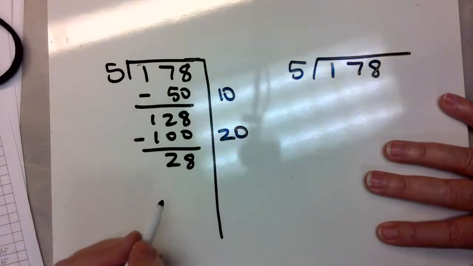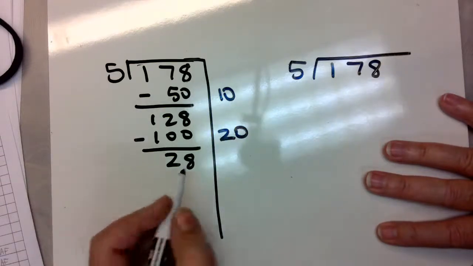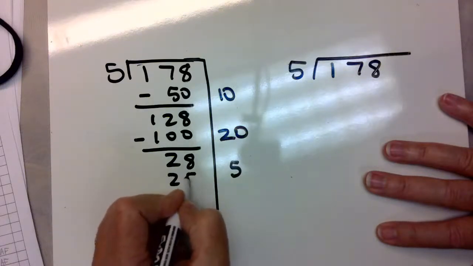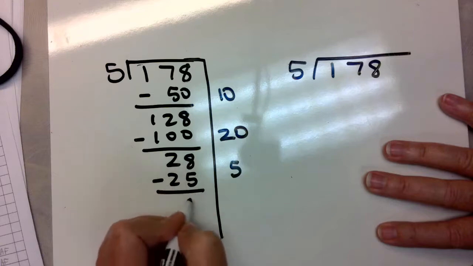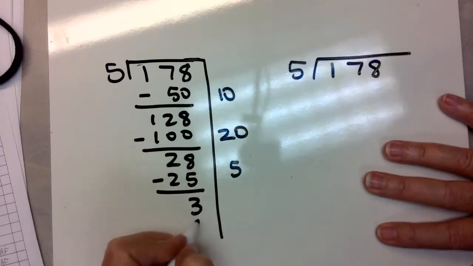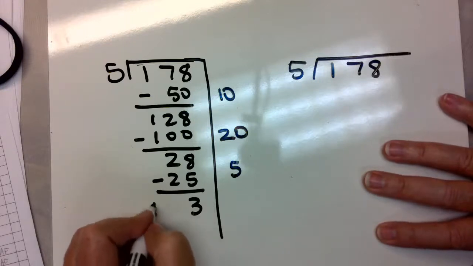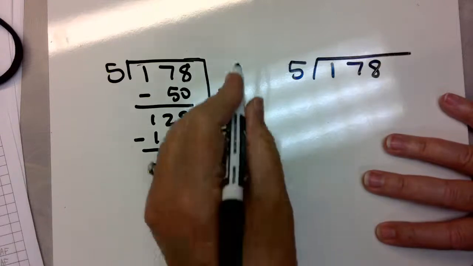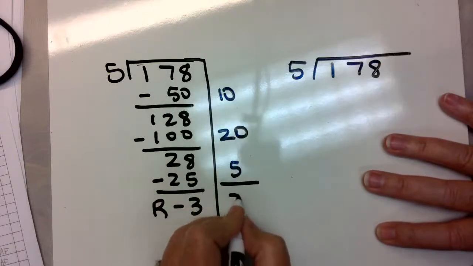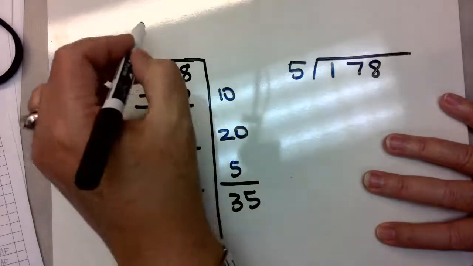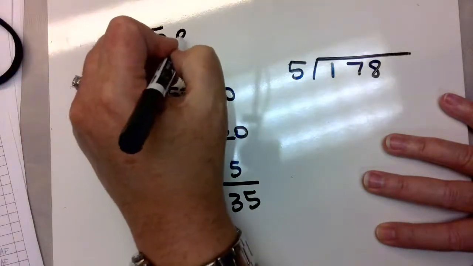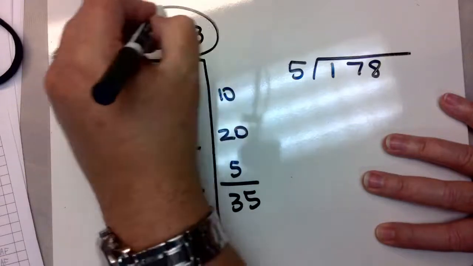Well, 10 groups is too big, but I know my 5 facts, and 5 times 5 groups of 5 is 25. And so that leaves me with 3. Okay, 3, I don't have a group of 5 there. So that means that 3 is my remainder. So I'm going to add my partial quotients. And so my answer here is 35 with a remainder of 3.